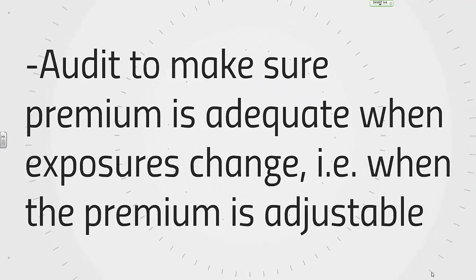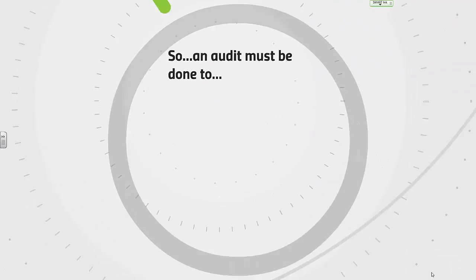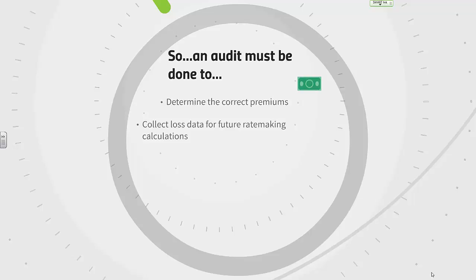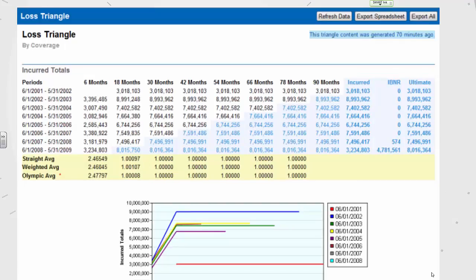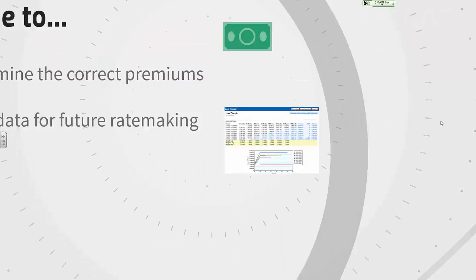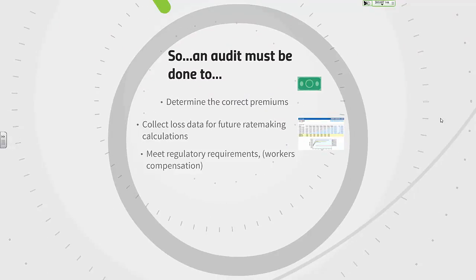So an audit is done primarily to make sure that the premium is adequate when exposures change. In other words, that the insurer is charging enough when the premium is adjustable based on changes in the underlying exposure units. So, an audit must be done to determine the correct premium, but also to collect loss data for future rate-making calculations. This is a quick look at a loss triangle, which is how data, both premium and loss data, in this case it's loss data, is commonly arranged in order to determine future rates for a specific line of business. Also, an audit is done to meet regulatory requirements.